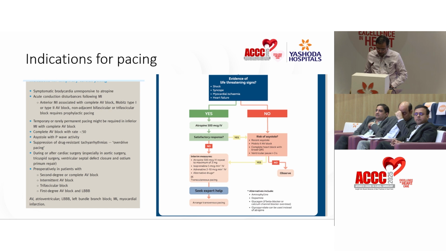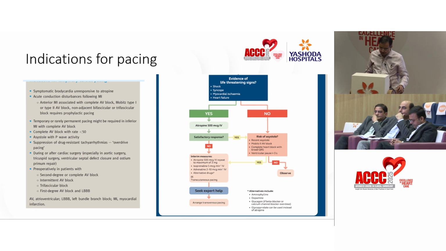The other drugs that can be used to manage bradycardia are aminophylline, dopamine and glucagon or glycopyrrolate. But then these are sort of stopgap measures before you are able to initiate a transvenous pacing, which is more reliable. So in the meanwhile, you can try some of these strategies to improve the heart rate.